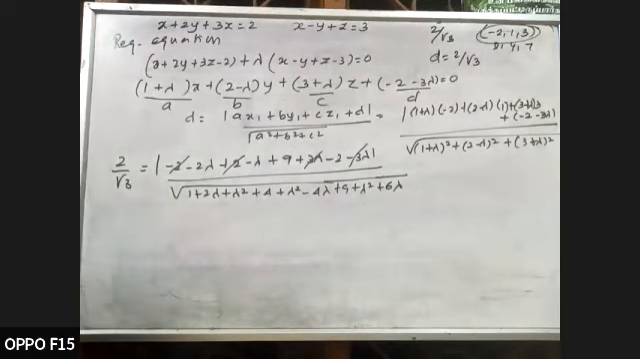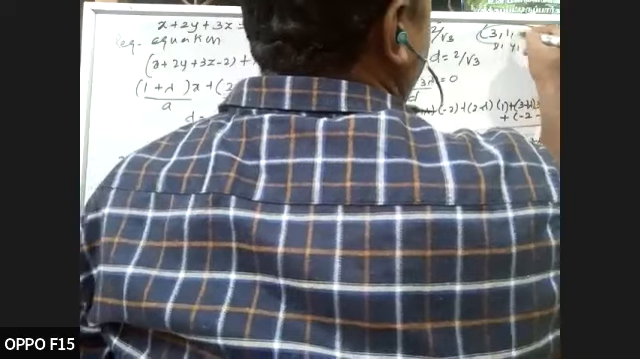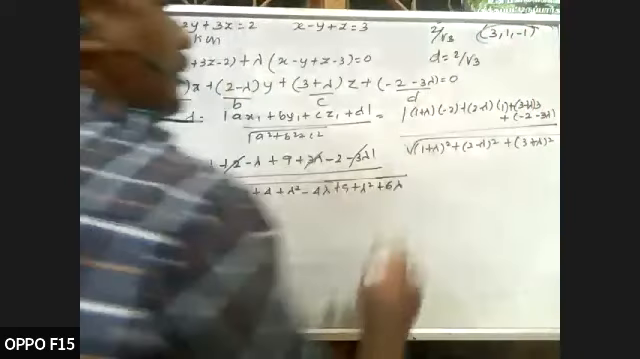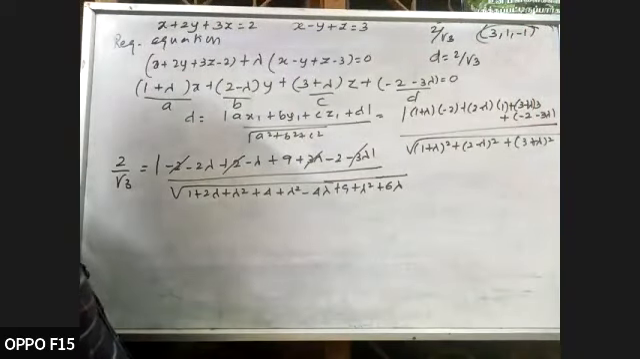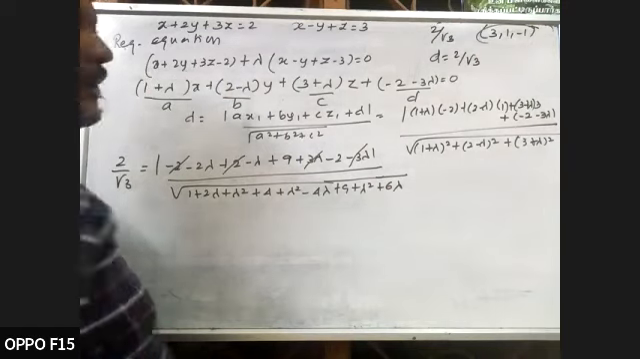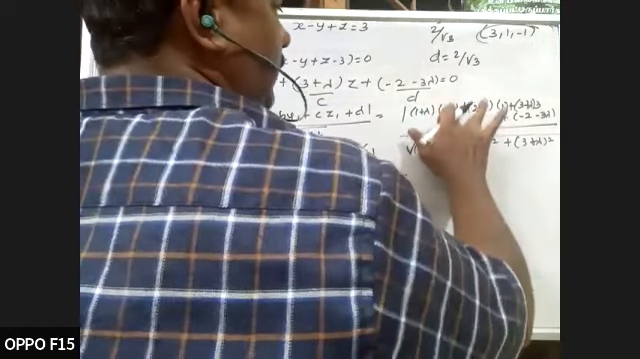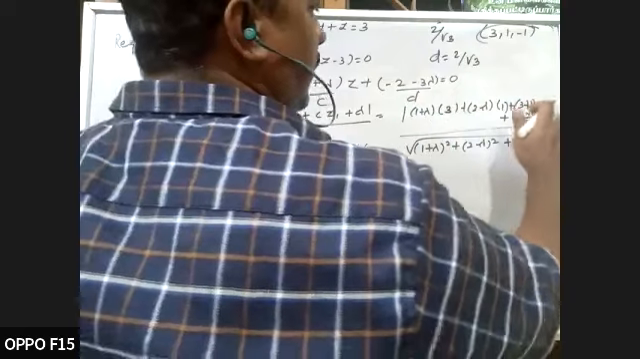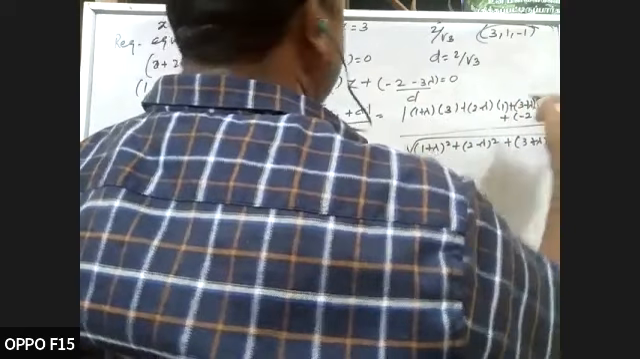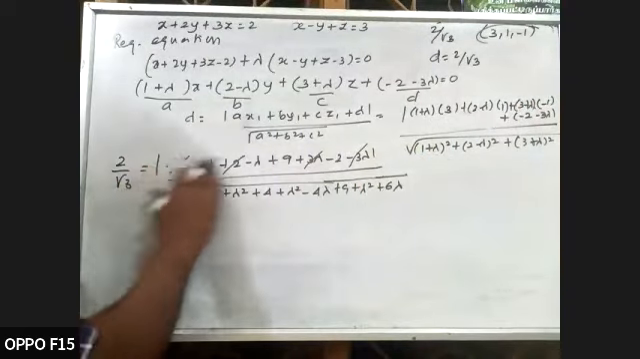Sorry, the point is wrong. They gave it wrongly. So just change the point: 3, 1, minus 1. Please change it. In your book the point has been given wrongly. You change that as 3, 1, minus 1. Then this point becomes 3, this is 1, this is minus 1. Okay? So with 3, what does this become?